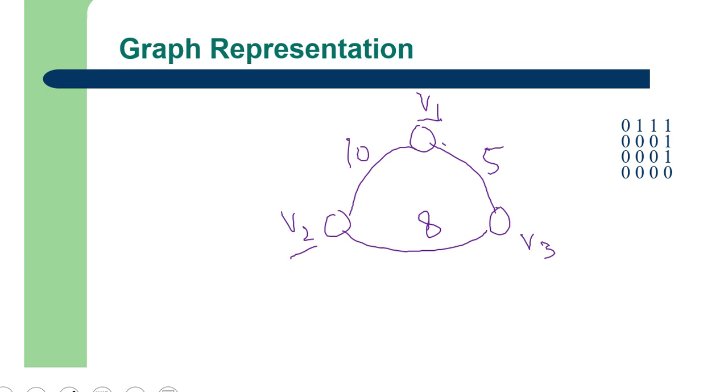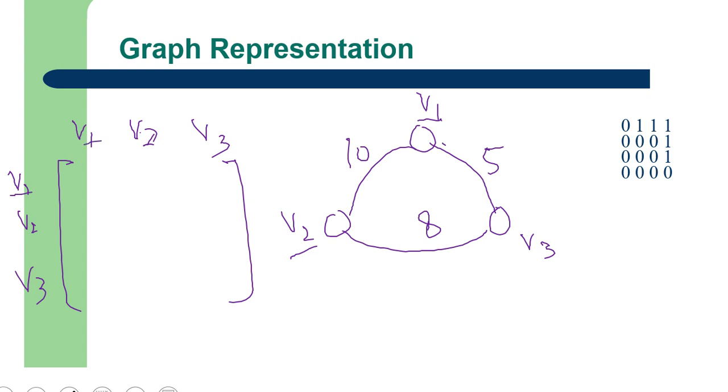We can represent a weighted graph in the form of an adjacency matrix as we will write vertex v1, vertex v2 and vertex v3 row wise, and column wise vertex v1, vertex v2 and vertex v3. Vertex v1 to vertex v1, the distance is 0. From vertex v1 to vertex v2, the total cost is 10, so we will write here 10. From vertex v1 to vertex v3, the cost is 5, because we can move from vertex v1 to vertex v3, so we'll put here a 5.